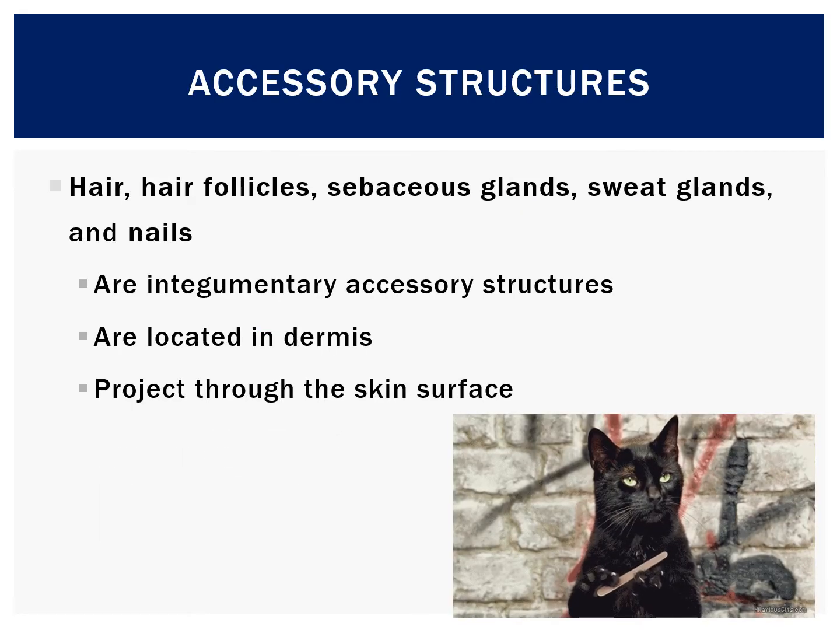Alright, now we move to the accessory structures such as hair, sebaceous glands, sweat glands, and nails. The accessory structures are located in the dermis and project through the skin surface.